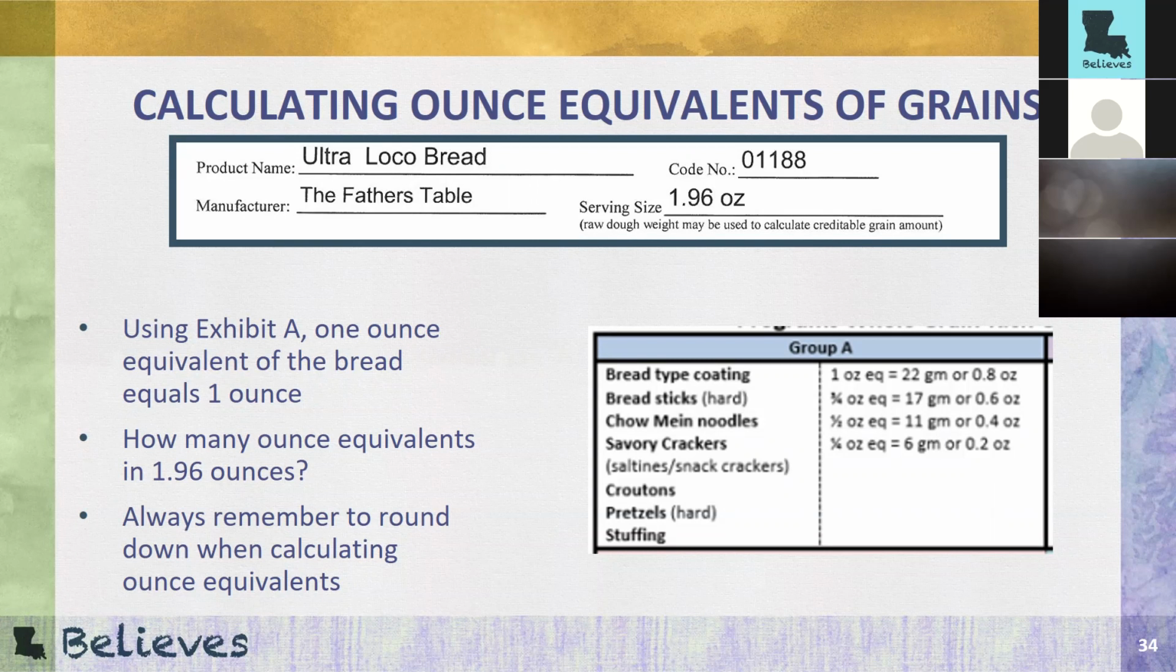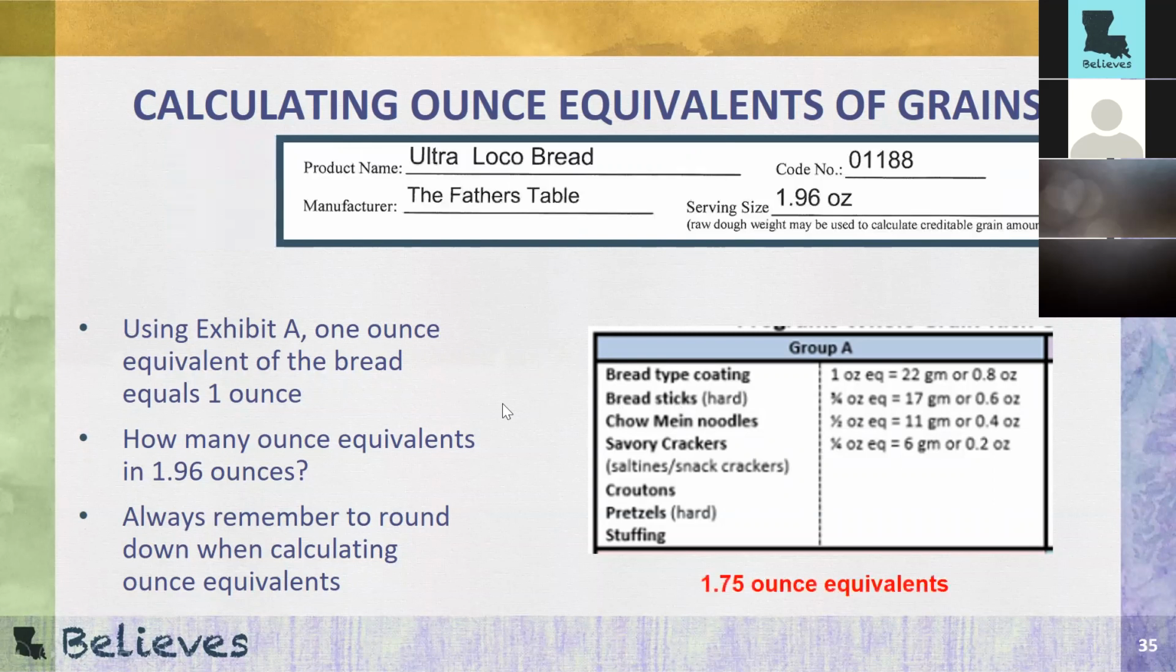In this case, an ounce actually does equal an ounce equivalent. So there are 1.96 ounce equivalents in this bread. But remember, we have to round down to the nearest quarter ounce. So the bread using the grain chart would be equal to 1.75 ounce equivalents.